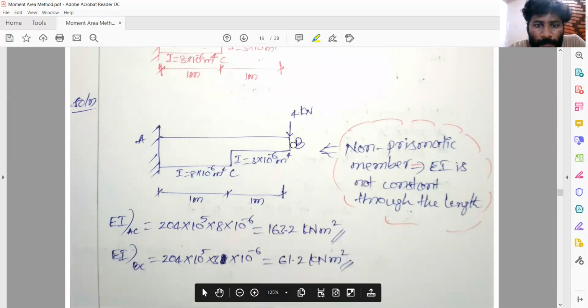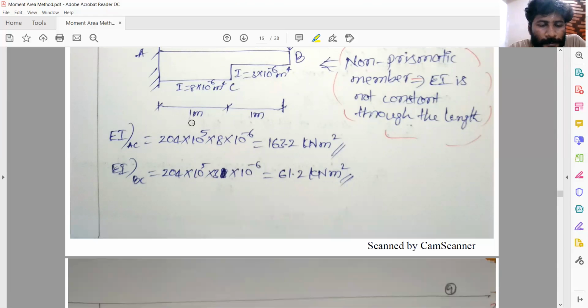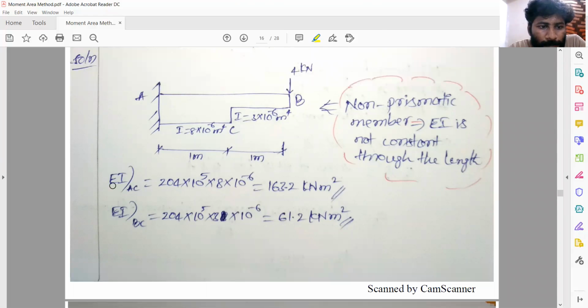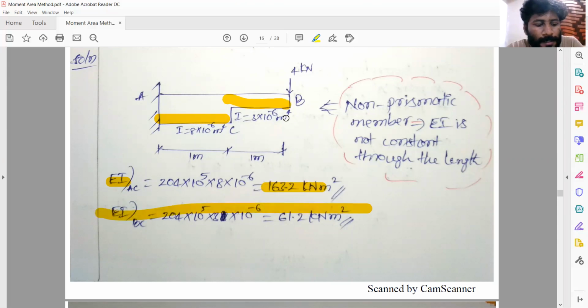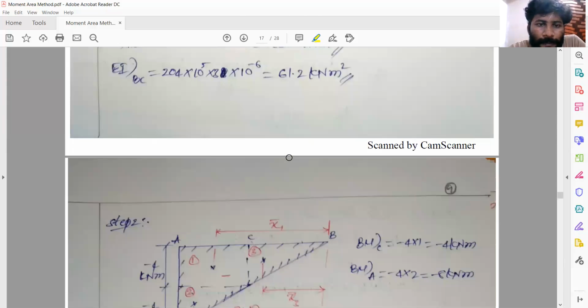This is subjected to a 4 kilonewton load at the free end. The total length is 2 meters, with this portion 1 meter and 1 meter. Again, first we have to calculate the flexural rigidity of the AC portion, this is the AC portion, so this is the value, and the flexural rigidity of the BC portion, this is the BC portion. Once after calculating it, write the bending moment diagram.